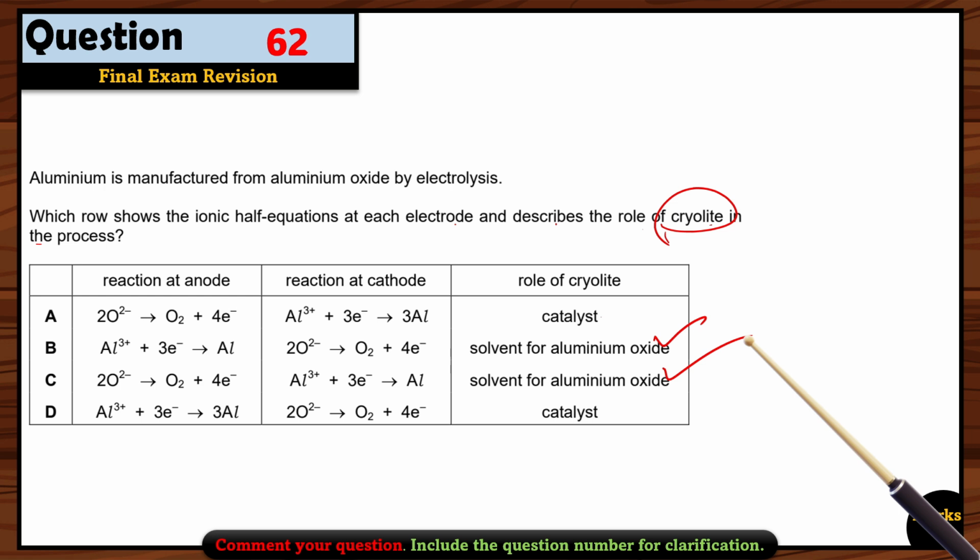Now we have to choose what are the reactions taking place. So at the anode and at the cathode, you need to remember which reaction is actually taking place at each electrode.